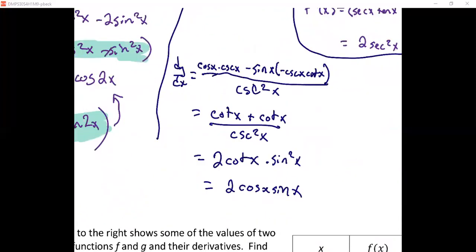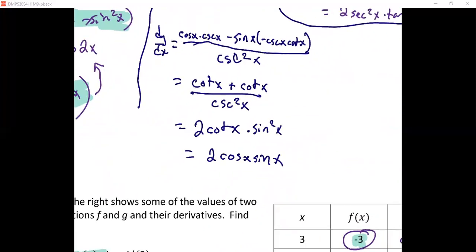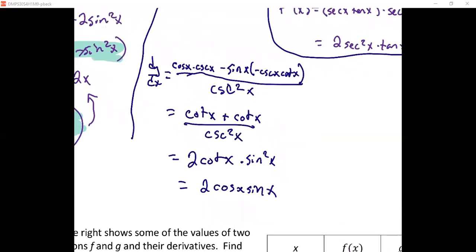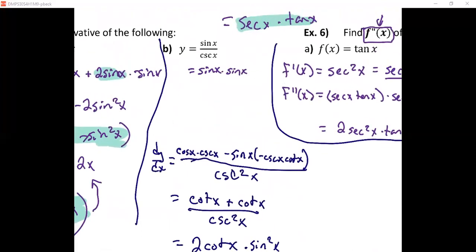All right, b. B is sine over cosecant. So for sine over cosecant, we have the derivative of the numerator times the denominator minus the numerator times the derivative of the denominator. And as I go through all of this, what ends up happening is I have 2 sine of x cosine of x, which I probably could have gotten a lot faster by just turning this sine over cosine into sine times cosine.